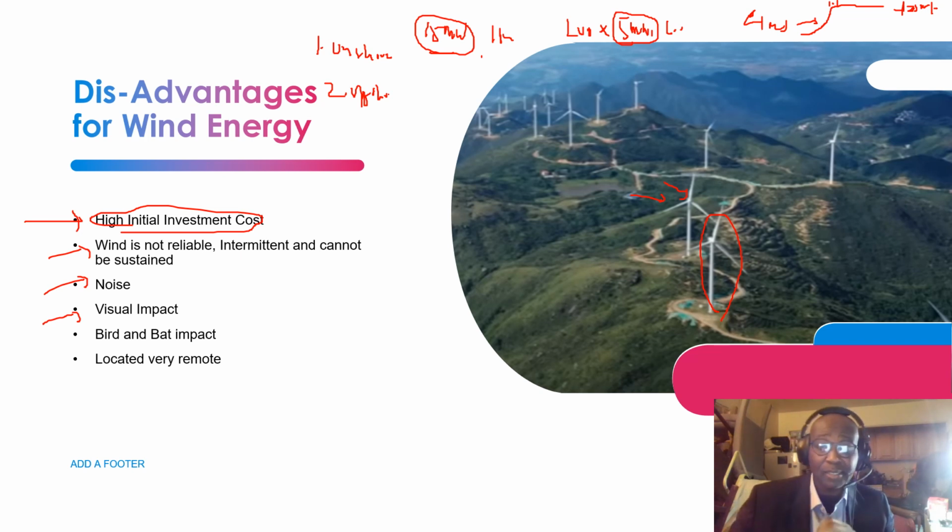Something like that, as you can see in the picture, where it is located on mountainous or hilly areas, far away from residential areas, that is good enough, right? But when it is closer to residential areas, the visual impact it creates can be very annoying, right? Next is the birds, right?